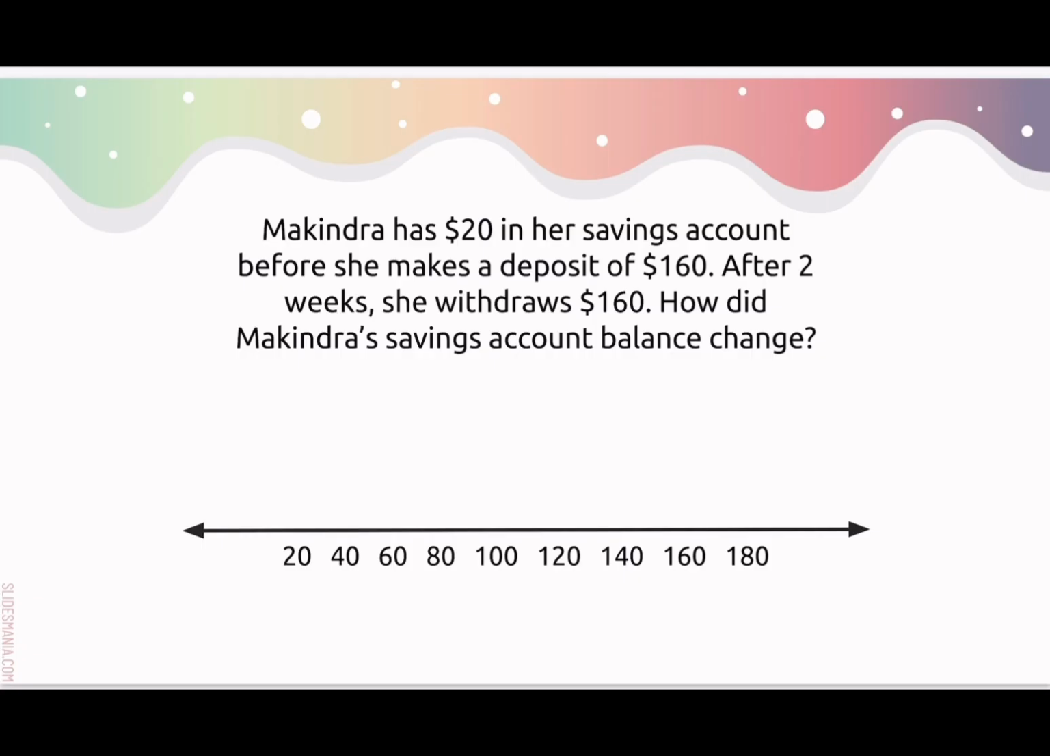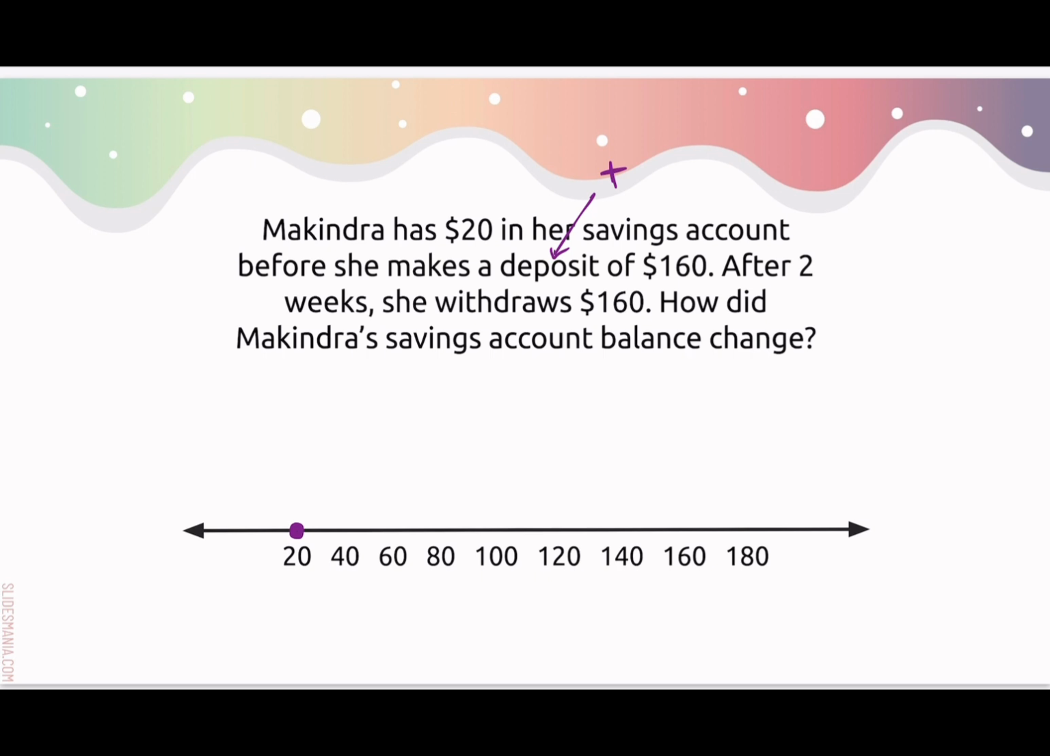McKendra has $20 in her savings account before she makes a deposit of $160. After 2 weeks, she withdraws $160. How did McKendra's savings account balance change? So currently, she has $20 in her savings account. So that is where we're starting. We are starting right here at $20. She then makes a deposit of $160. And if you don't know what a deposit is, it's putting money in the account. So this is a positive action. So we are going to be adding $160 into her savings account.